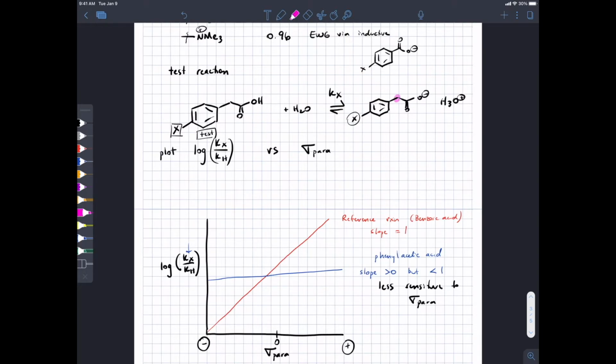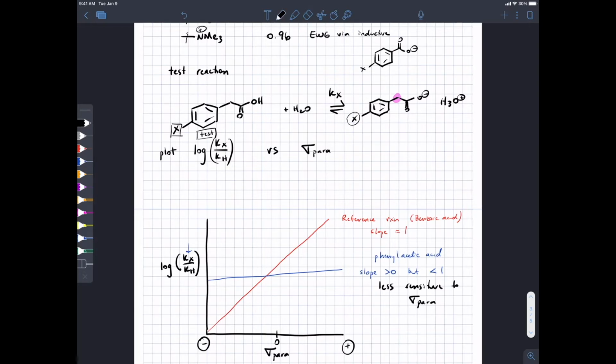Away from the benzene ring, so the changes in the benzene ring affect it less. Your carboxylic acid is further away from the benzene ring, so you would expect changes in the benzene ring to affect it less.